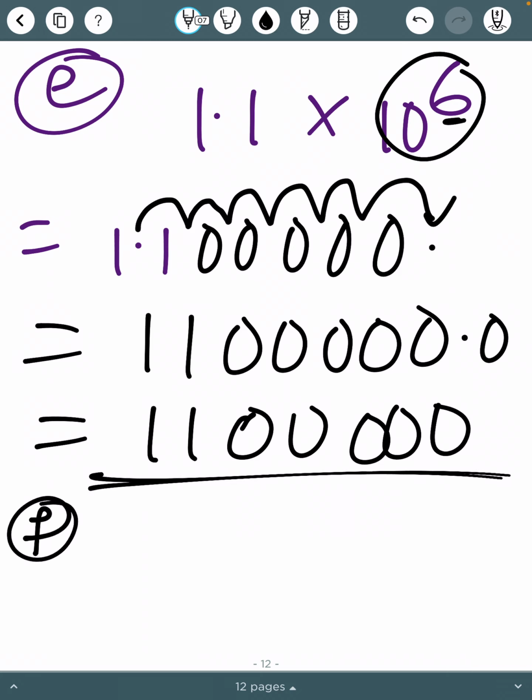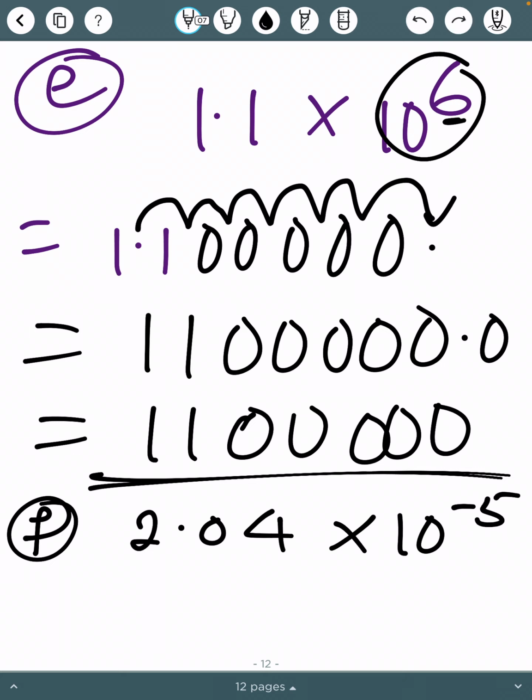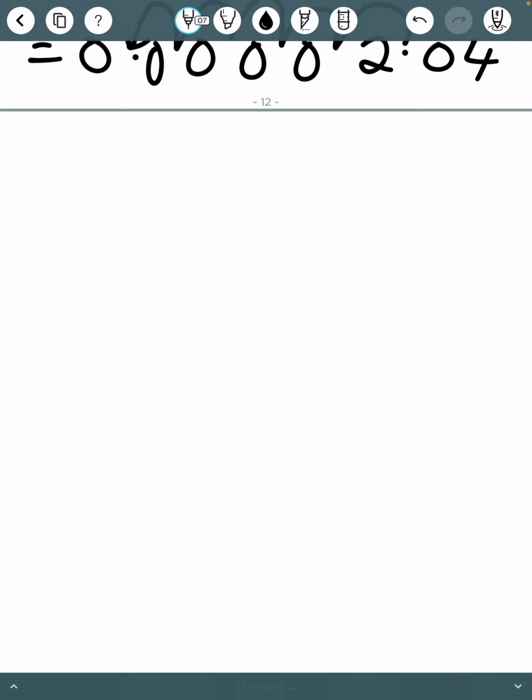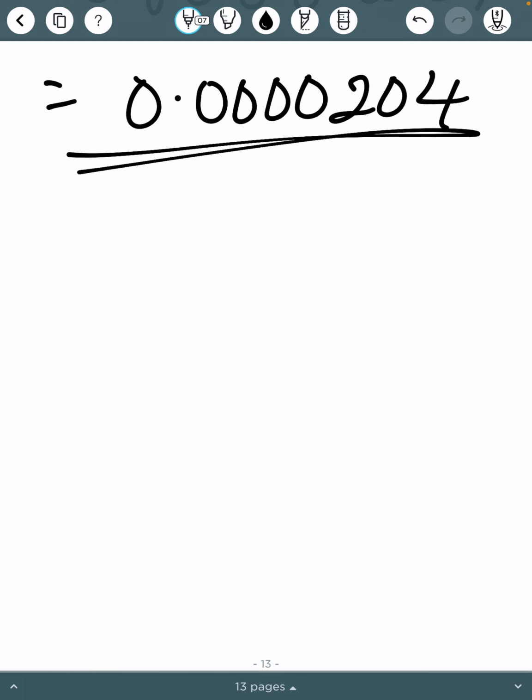Question F says I should change 2.04 times 10 raised to the power minus 3. Make sure you leave spaces between your answers. Excuse me, it's minus 5, not minus 3. I just need to write 2.04 and move the decimal backwards 5 times. 1, 2, 3, 4, 5. So my point will come in, and I'll fill the spaces with 0. So I have 4 zeros before 204. My final answer for F is 0.0000204. This is the same thing as 2.04 times 10 raised to the power minus 5.